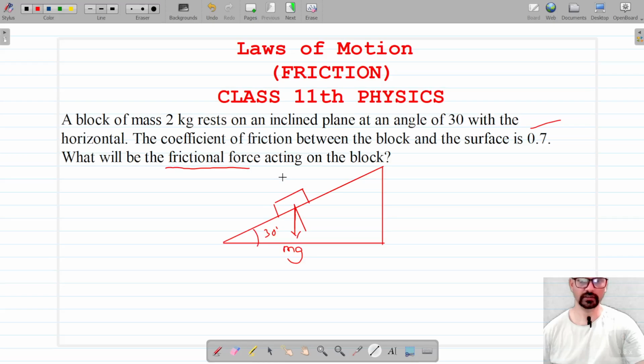And it has two components, horizontal and vertical. The perpendicular one is balanced by the normal reaction R. And this is mg cos theta, and this is mg sin theta. And because the block will be sliding downwards, the force of friction would be in the upward direction.